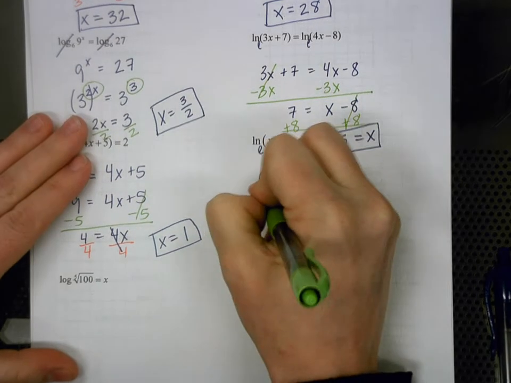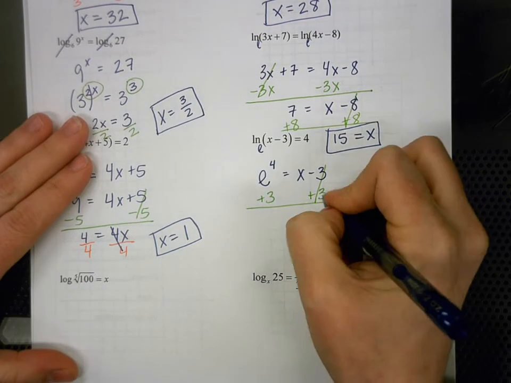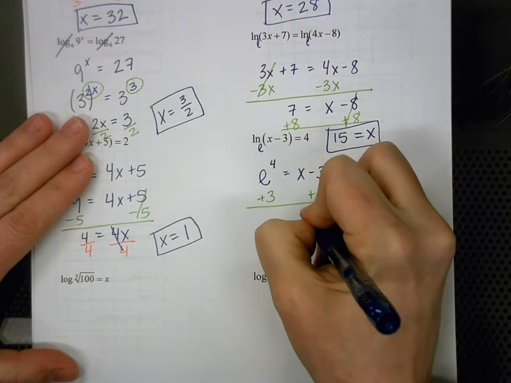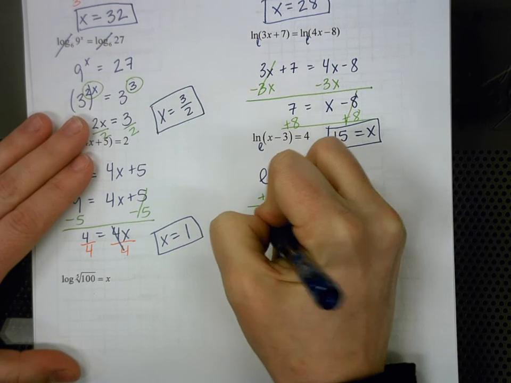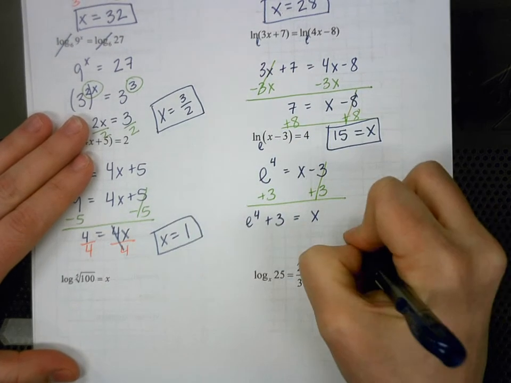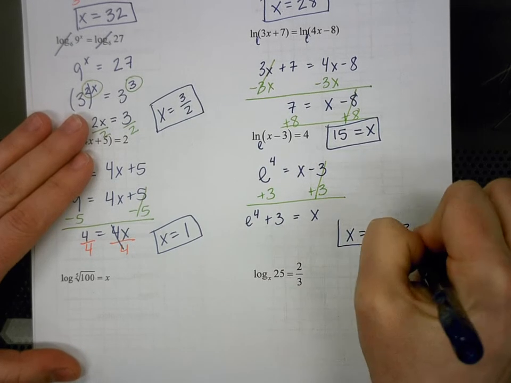by isolating it. So if I add 3 to the other side, e to the 4th plus 3 stays as e to the 4th plus 3. So that is how you list your answer, is x equals e to the 4th plus 3.